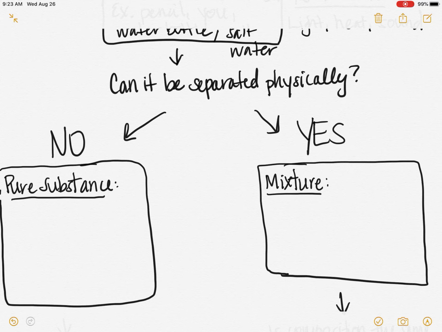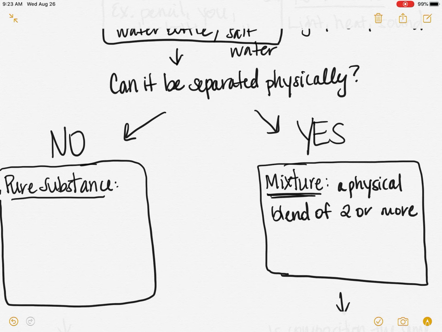So because we are able to separate salt water, we can further classify salt water as not only matter, but also as a mixture. And a mixture is technically defined as a physical blend of two or more substances. Okay, so a physical blend of two or more substances. Now, salt water has only two things, salt and water, but there are mixtures that can have more than two things.